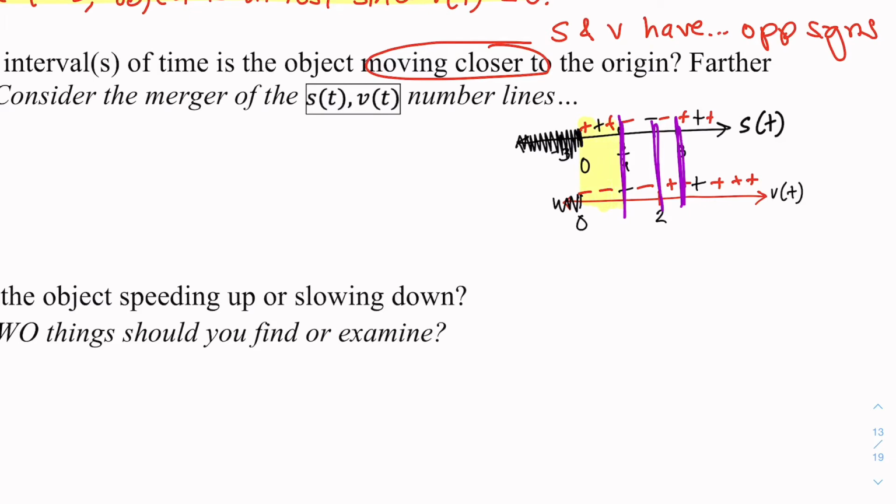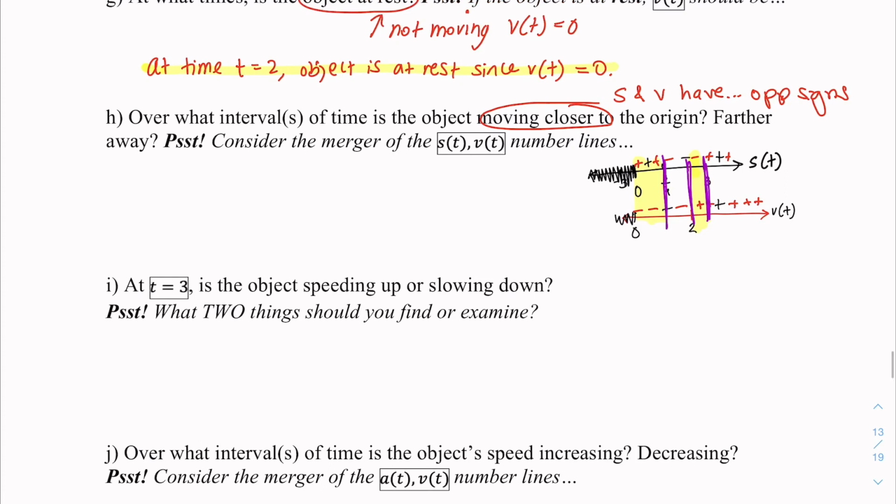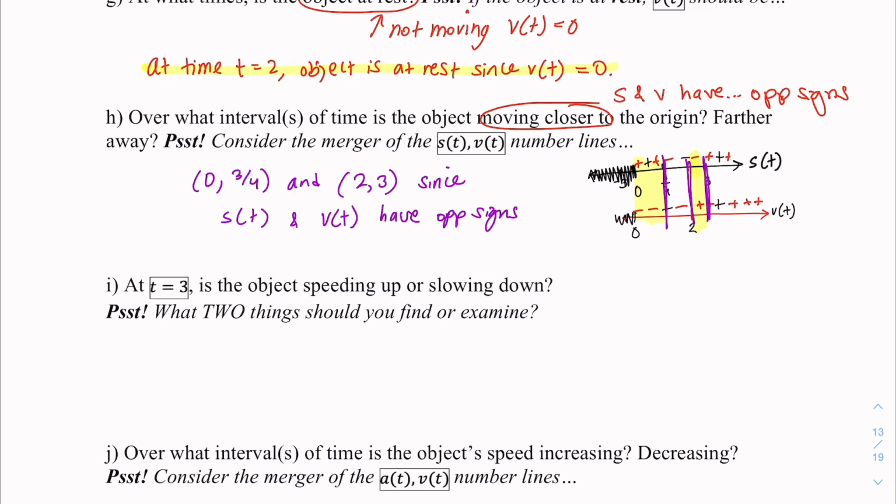From 0 till 3/4, they have opposite signs. Between 3/4 and 2, they're both negative, so that's not what we want. Between 2 and 3, they have opposite signs. So our final answer is from 0 until 3/4 and from 2 to 3, since S of t and V of t have opposite signs, and we know that that means they're moving closer to the origin.